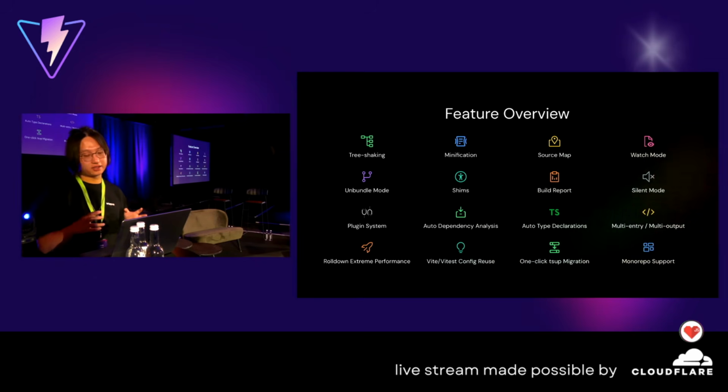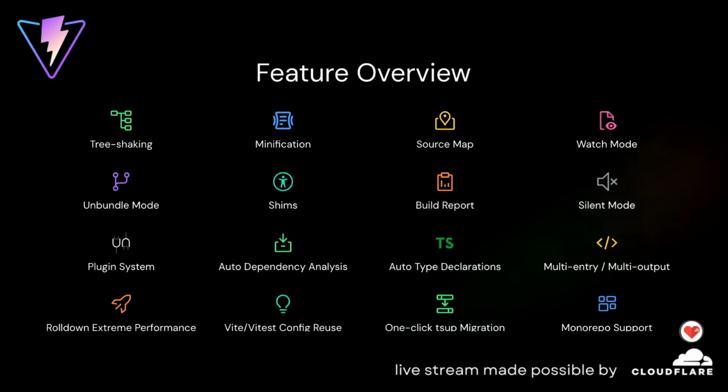This is just the tip of the iceberg when it comes to tsdown's features. There's a lot of powerful and practical stuff for you to explore: tree shaking, minification, source map, watch mode, unbundle mode, and a lot more. And the great thing is, all the features Alex mentioned before for Rolldown are also available in tsdown, because tsdown is based on the Rolldown engine, right?